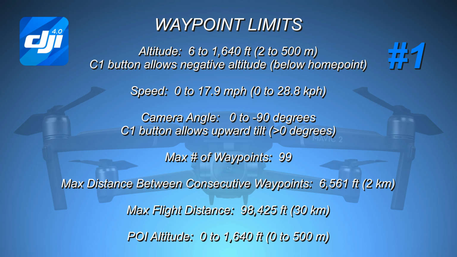Tip number 1, waypoint limits. Altitude can be set from 6 to 1640 feet, speed from 0 to 17.9 miles per hour, camera angle from 0 to -90 degrees, max number of waypoints, 99, max distance between consecutive waypoints, 6,561 feet, max flight distance, 90,425 feet, and point of interest altitude, 0 to 1,640 feet.